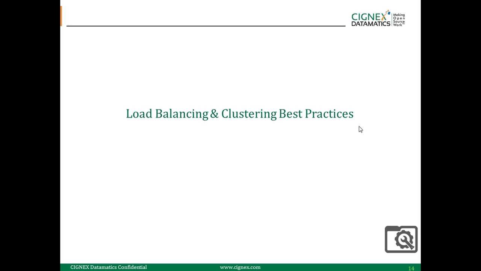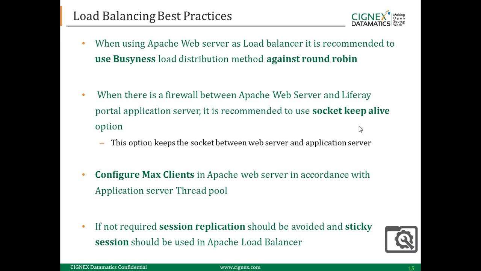The next best practice that we'll be looking into is load balancing and clustering. Load balancing and clustering is required when you have multiple application servers and web servers in place in your architecture. On Apache web server, we usually suggest Apache as a load balancer, and it is recommended to use the busyness load distribution method against round robin. So if one of the Apache web servers is busy, then only the request will go to another web server.